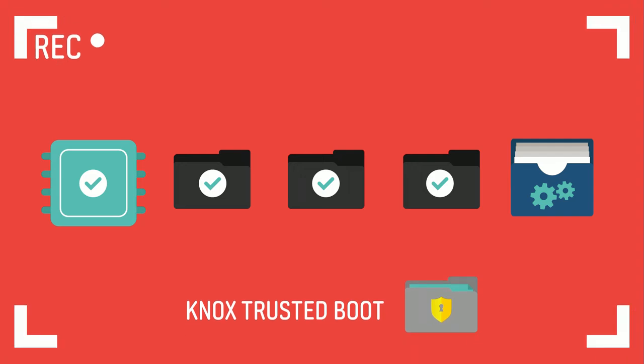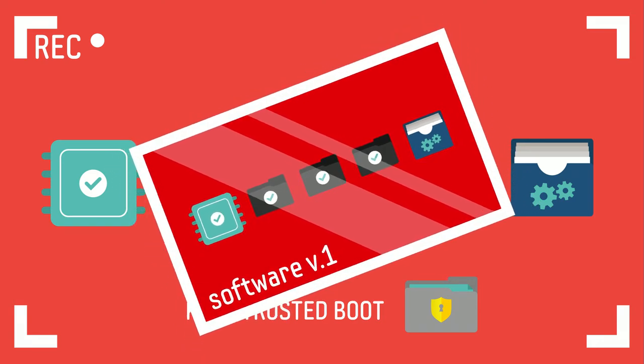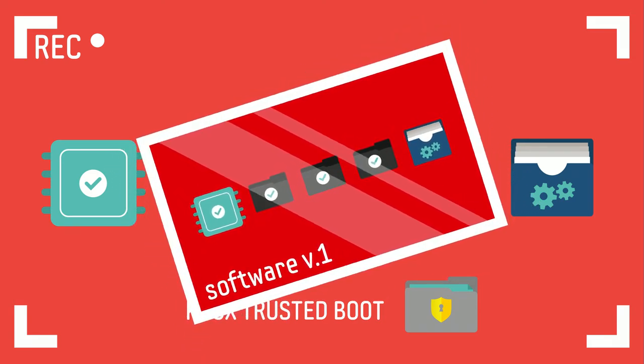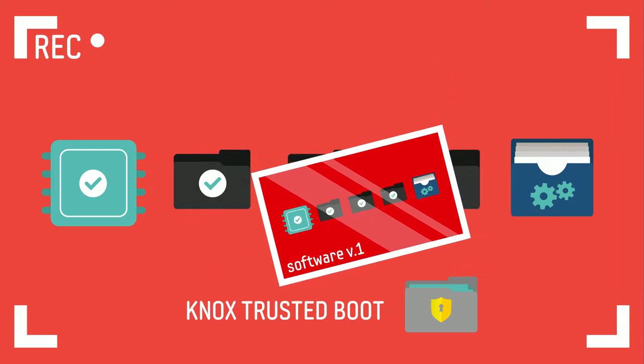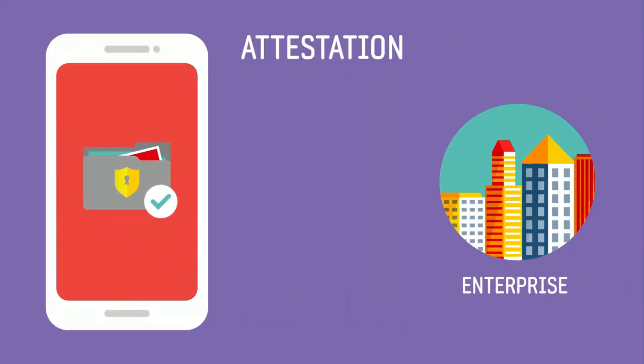During the boot process, Knox Trusted Boot takes snapshots of the state of each bootloader, which can be used to identify what software versions are being used. These snapshots are signed and stored. Enterprise servers can request these snapshots during a process called attestation. The enterprise servers can then decide if the device should be trusted with their data.